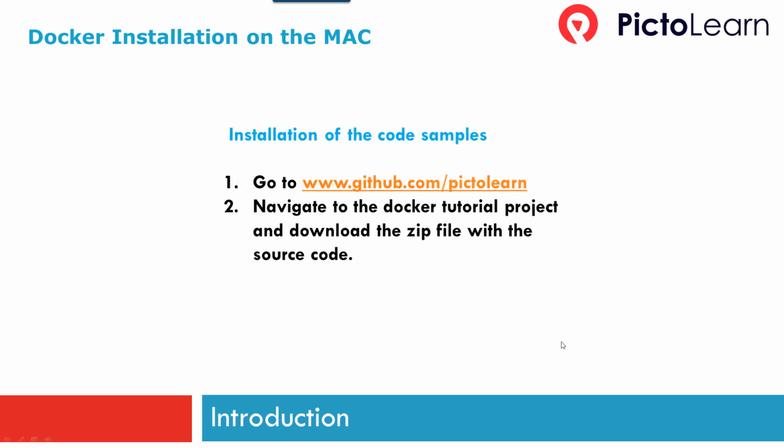Now let us take a look at Docker installation on the Mac. The first thing we are going to do is to install the code samples. The code samples will help you progress through the upcoming lectures. Go to www.github.com/pic-to-learn, navigate to the Docker tutorial project and download the zip file. Now let's see how we can do that.